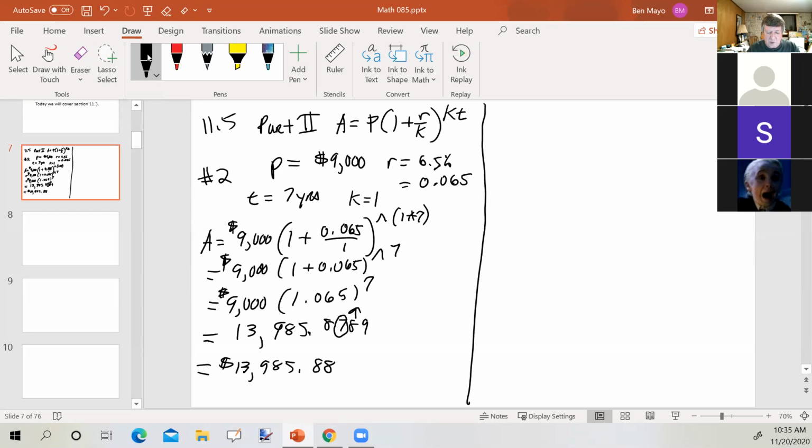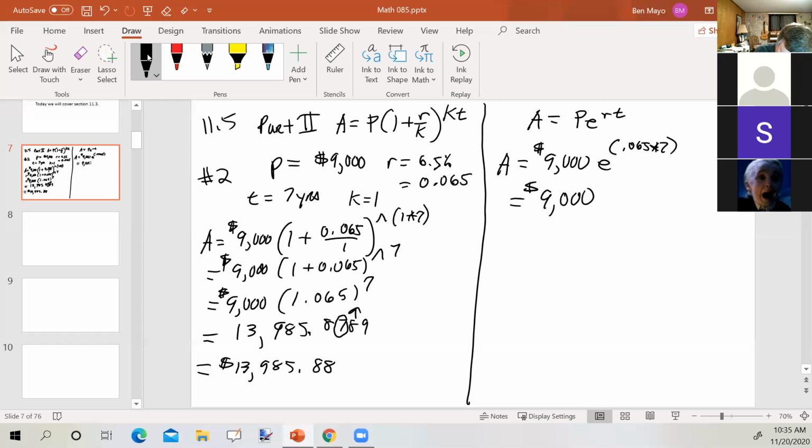Now, we're going to use the same information, only now, instead of annual compounding, we're going to use continuous compounding. So that means we're going to use this formula. Okay. We've still got the same numbers for P, r, and t. So A is going to equal $9,000 times e raised to the 0.065 times 7 power, which is $9,000 times e to the, let's see, if I take 0.065 times 7, I get 0.455.